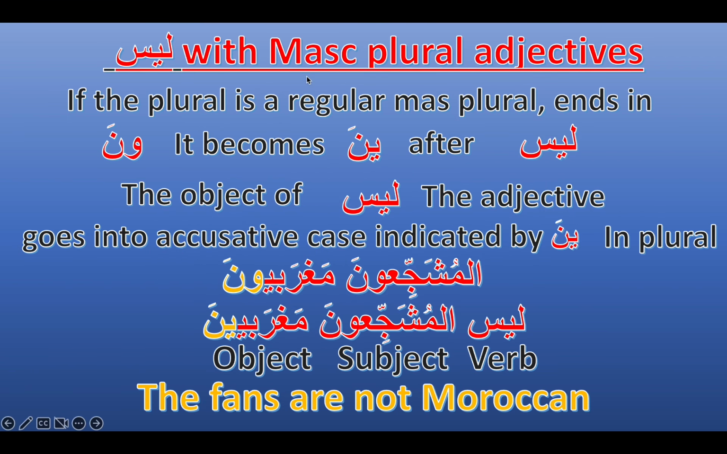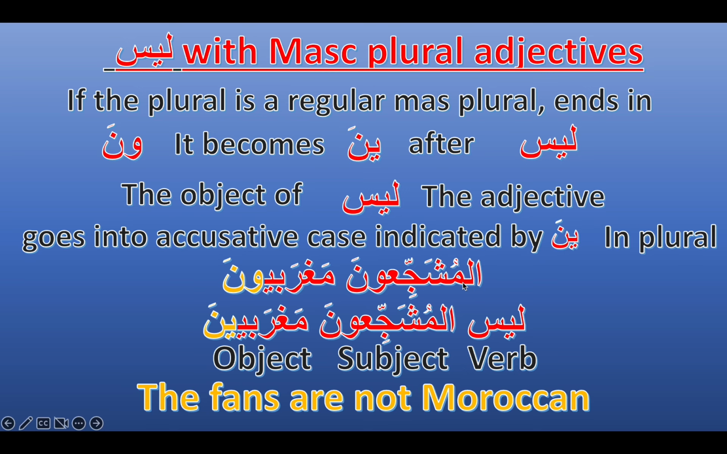Okay, how about laysa with a masculine plural adjective, which is a regular masculine plural, i.e. ends in una. So masculine plural adjectives that end in una become ina after laysa, because the object of laysa, the adjective, goes into the accusative case. And in masculine plural adjectives, the accusative case is indicated by ina in the plural.